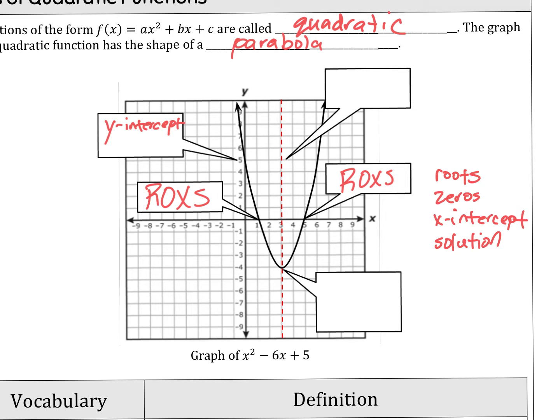So the one word we do know is x-intercept. So roots means the same as x-intercept. Zero means the same as x-intercept. Solution means the same as x-intercept. So if I ask what are the roots, I'm asking what is the x-intercept. If I'm asking what are the zeros, I'm asking for the x-intercepts.